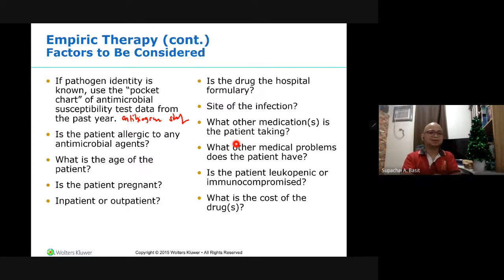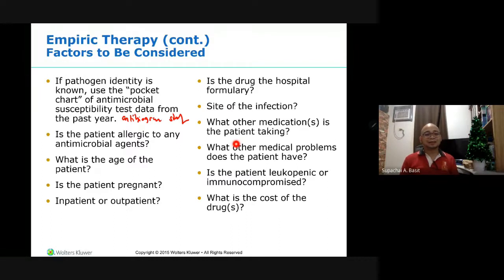Is the drug in the hospital formulary? When you say hospital formulary, it's actually being formulated by an in-house pharmacy. Then the site of the infection. Where is the site of the infection? And what other medications is the patient taking? Because sometimes drugs could have a contraindication with other drugs.